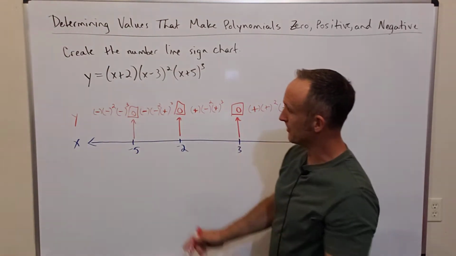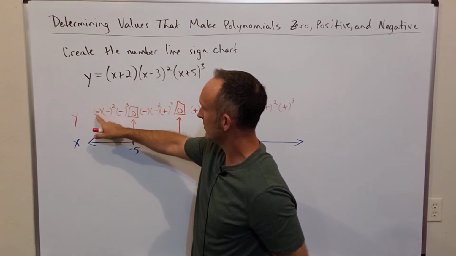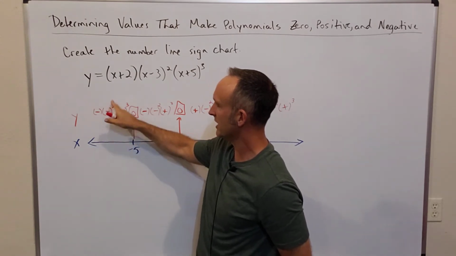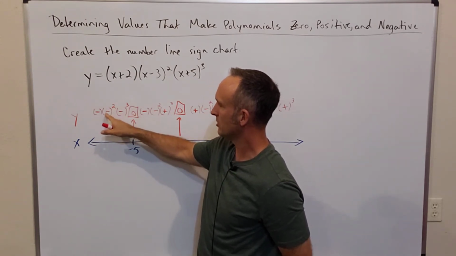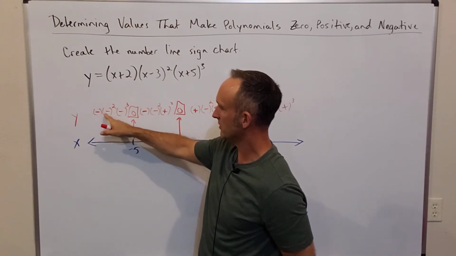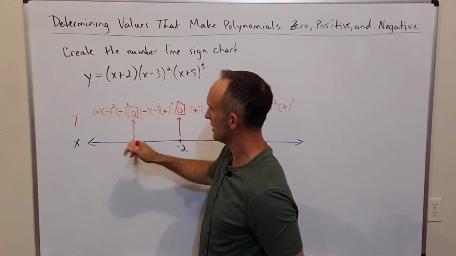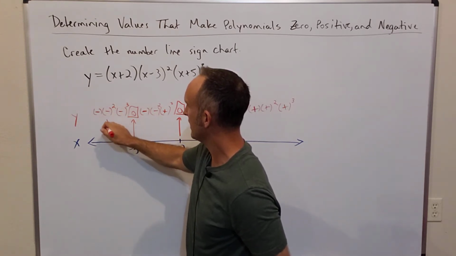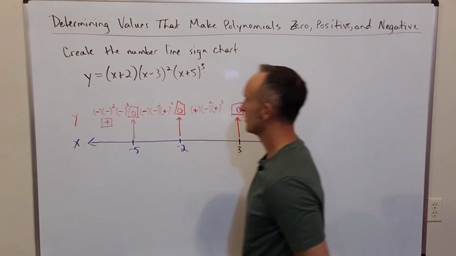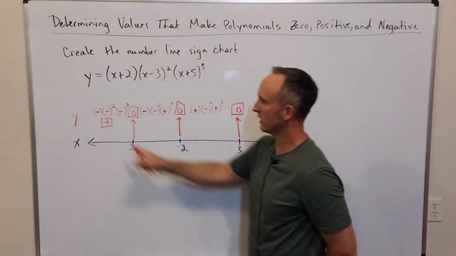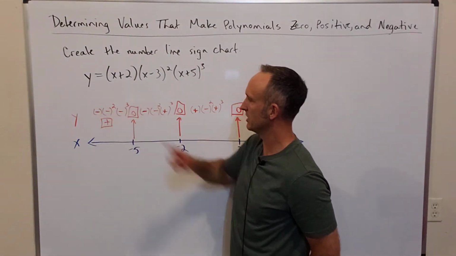So here's the idea. We have a negative times a negative squared. Well, a negative squared is positive, right? So we've got a negative times a positive. That's a negative. A negative cubed is a negative. So we've got a negative times a negative. So in this region, y is positive, because we've got a negative times a positive times a negative.